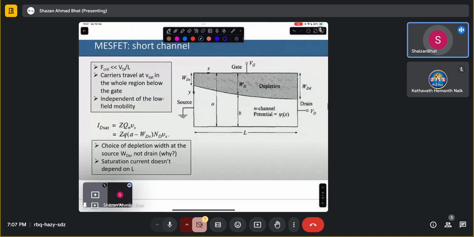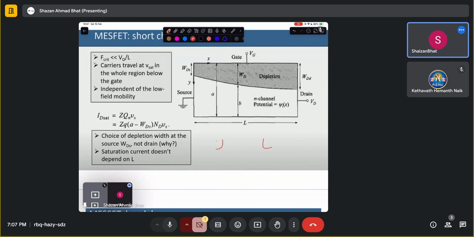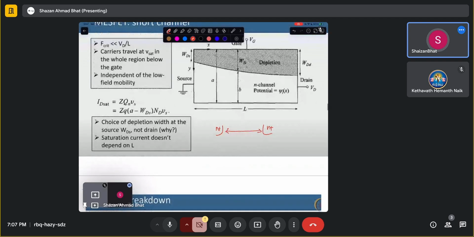And what else? Now, short channel. What does the short channel thing say? If you have a short channel device like this, that means the source and the drain are very close to each other, and you have a very short channel present in between. That means the layer where the electrons are moving is very short, and those electrons are then moving at a saturation velocity towards the drain. And the critical information about the short channel is that the carriers travel at saturation velocity in the whole region below the gate. Why?